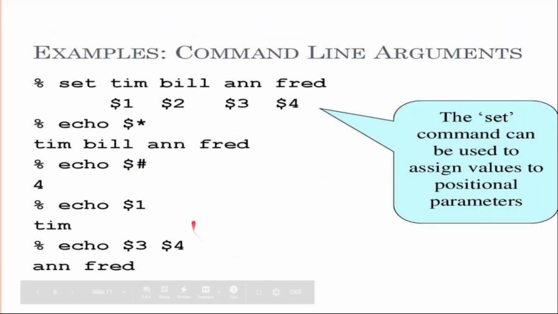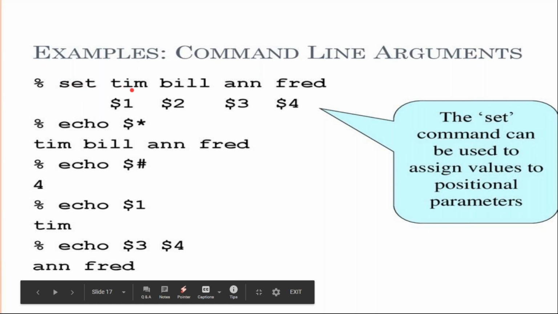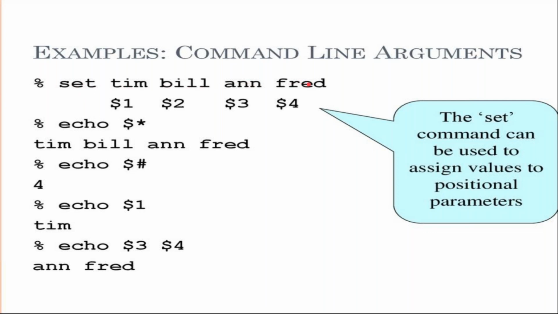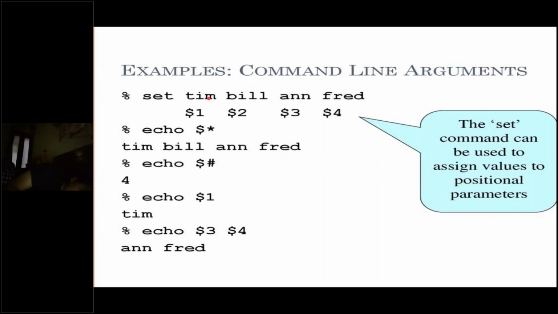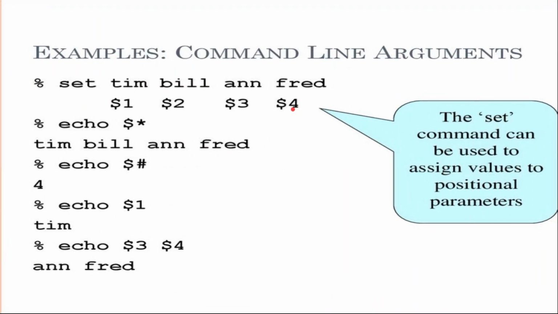For example, you have written the set command. The set command assigns values to your positional parameters. So this is a set command to set the values. I have set the values, so there are four positional parameters: $1, $2, $3, and $4. Now if I write echo $*, it will return all four arguments. So asterisk means it will return all my positional parameter values.